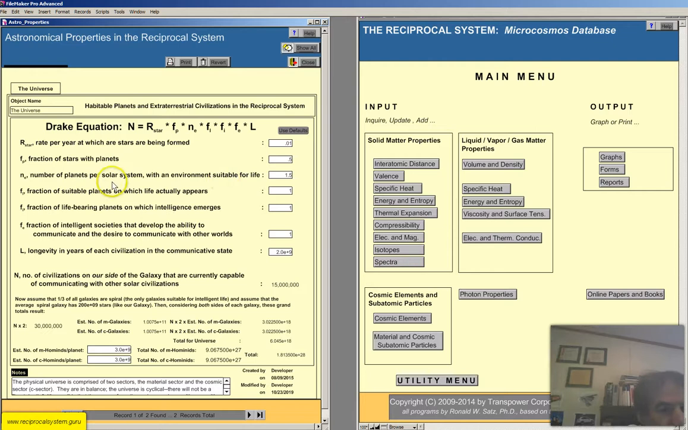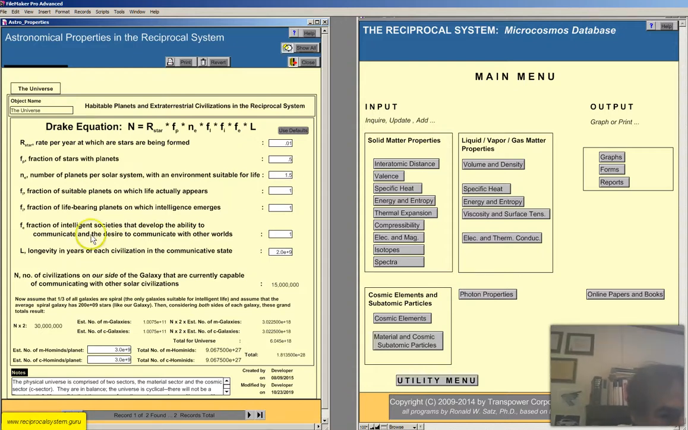Okay, next number, n sub e, the number of planets per solar system with an environment suitable for life. Based on our own solar system, we'll say 1.5. We have the Earth and possibly Mars or Venus, which may have had life millions of years ago. 1.5 seems to be the right number. Next is the fraction of suitable planets on which life actually appears, f sub l. I'm going to assume that this is 1, because if it's a suitable planet, it seems likely now that there'll be at least some form of life, at least molecular life, microbial life, I should say.